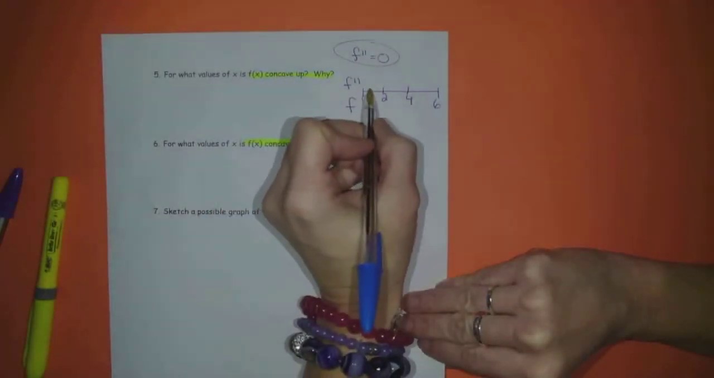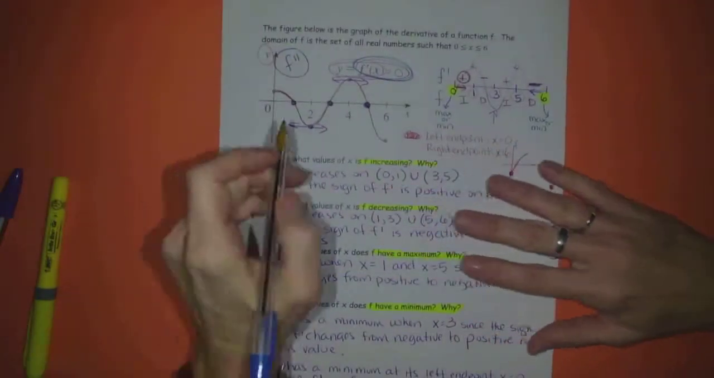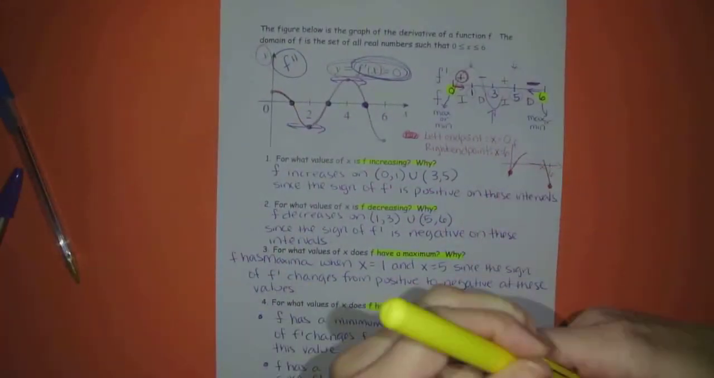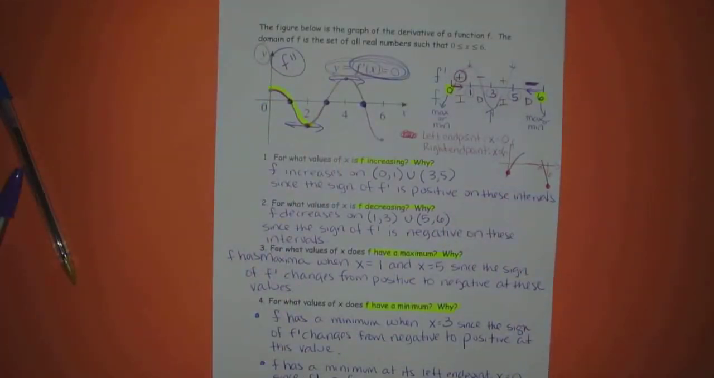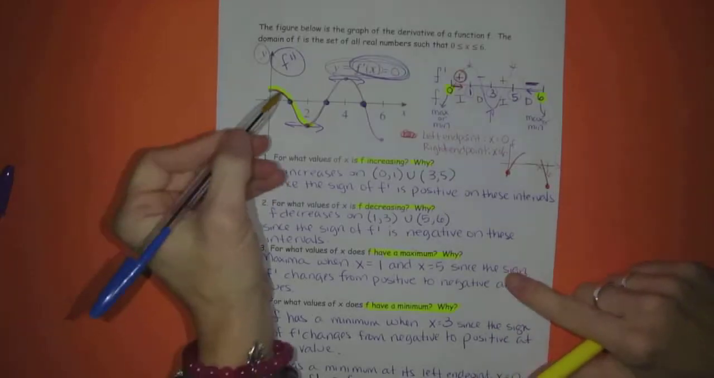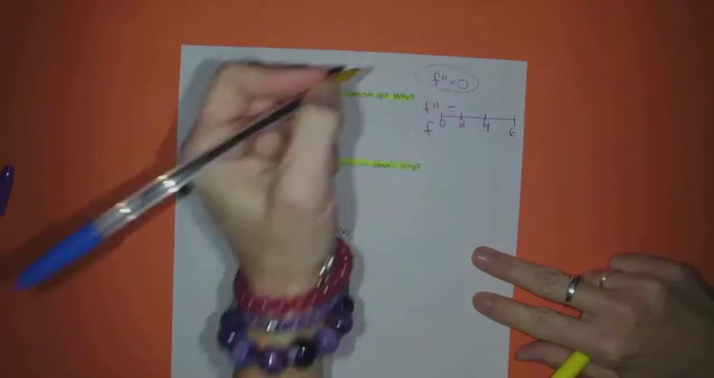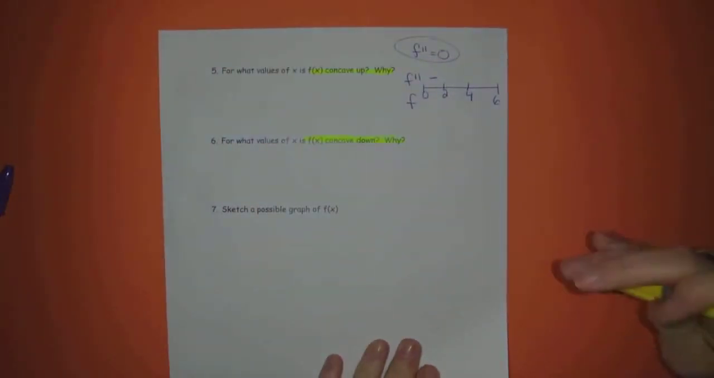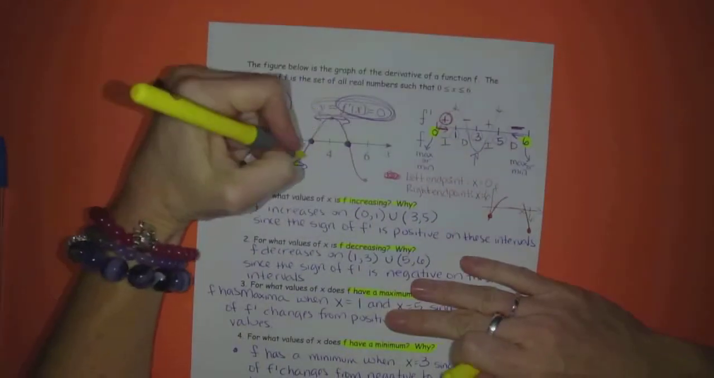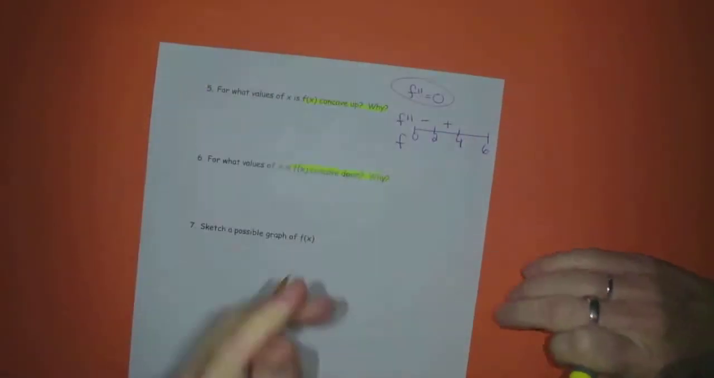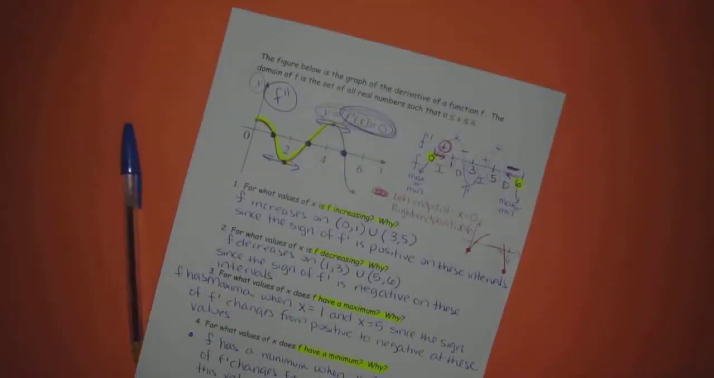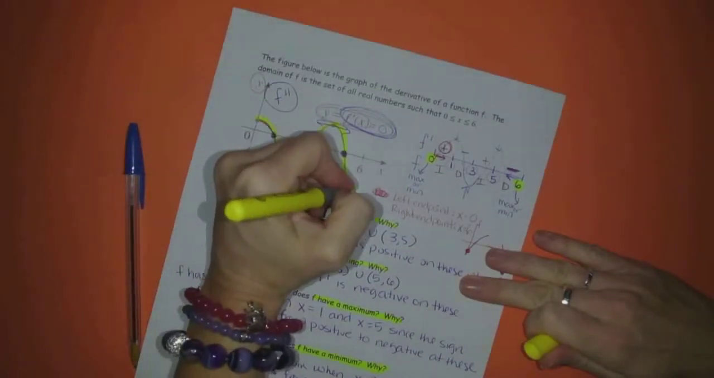Now, we will analyze the sign of f double prime in this interval, and this interval. So let's look first between 0 and 2. 0 to 2 is right there. The slopes on that interval are all negative. So f double prime is negative from 0 to 2. From 2 to 4, slopes, positive. So from 2 to 4, f double prime, positive. And from 4 to 6, back to negative.